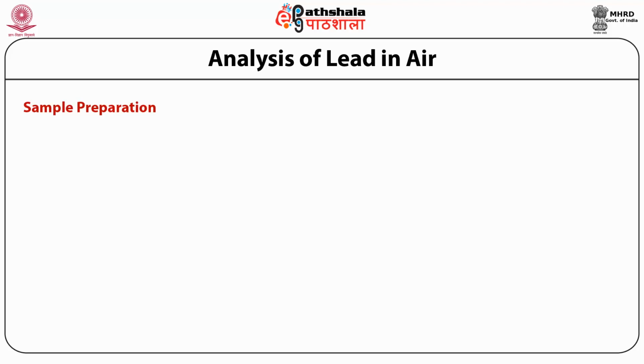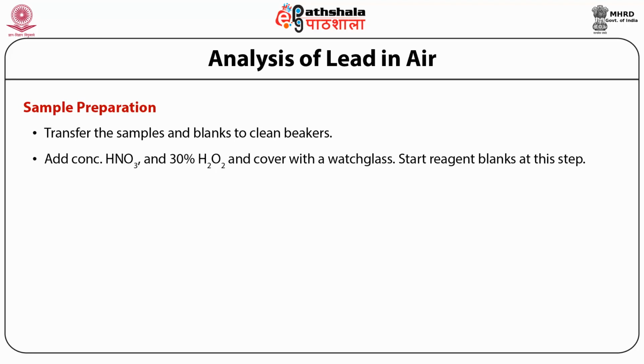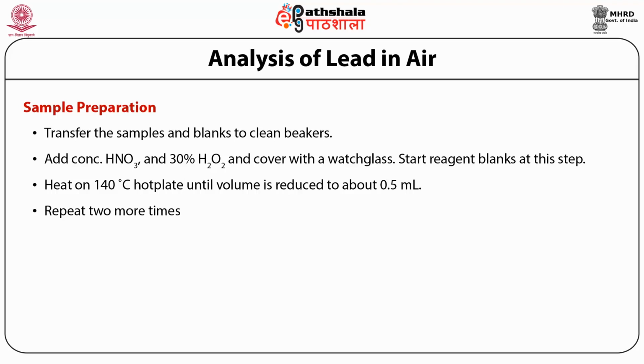The samples are prepared in the following manner. The sample and the blank are transferred to a clean beaker and concentrated nitric acid and 30% hydrogen peroxide are added. It is then covered with a watch glass, and the reagent blanks are started at this step. It is then heated to 140 degrees centigrade and the volume is reduced to about 0.5 ml. The same is repeated twice so that an average of 3 readings can be done.